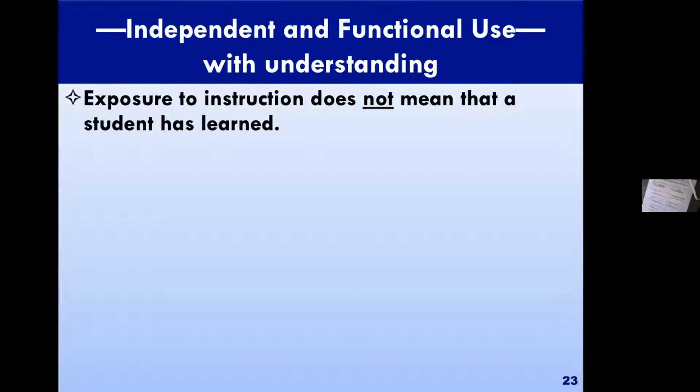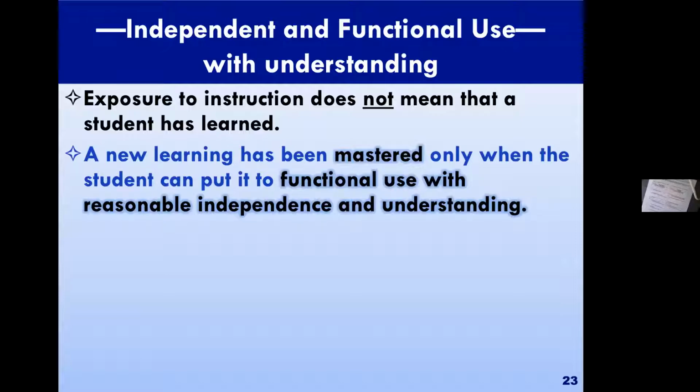And just because somebody can pick out something in a test where they're seeing things in isolation doesn't mean they know it at a very high level. I mean, it might, but it doesn't necessarily. So exposure to instruction does not mean that a student has learned, unfortunately. A new learning has been mastered only when the student can put it to functional use with reasonable independence and understanding. And when kids memorize a lot of rules and they don't know when to use which rule, then they don't have information that can be useful to them when they need it the most.